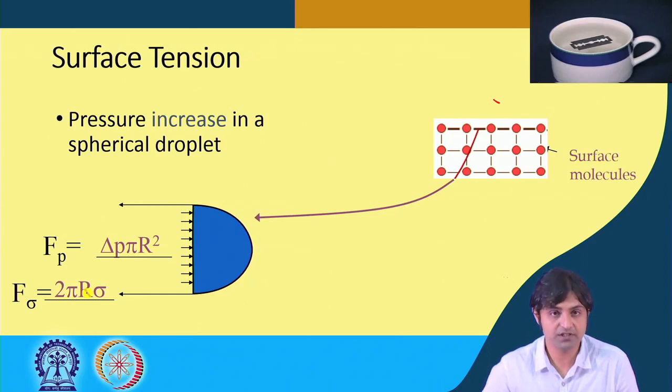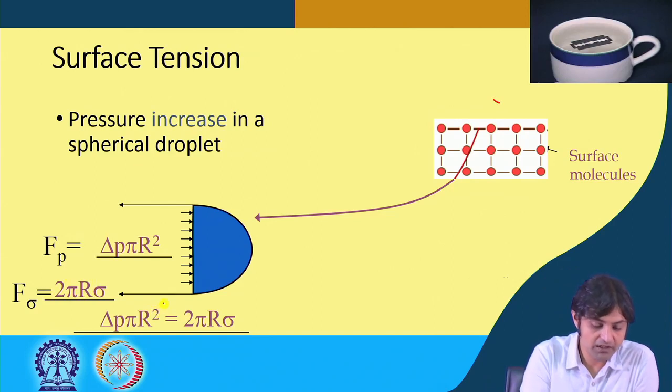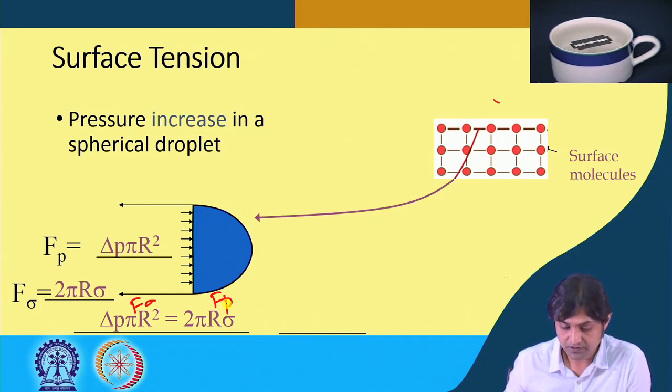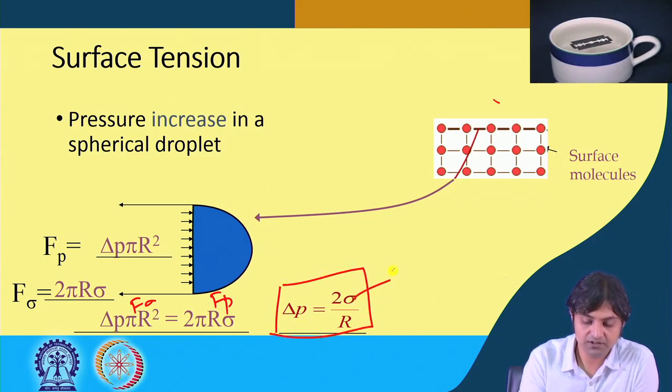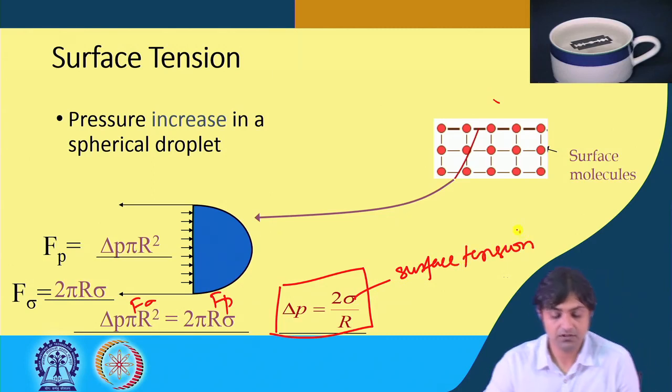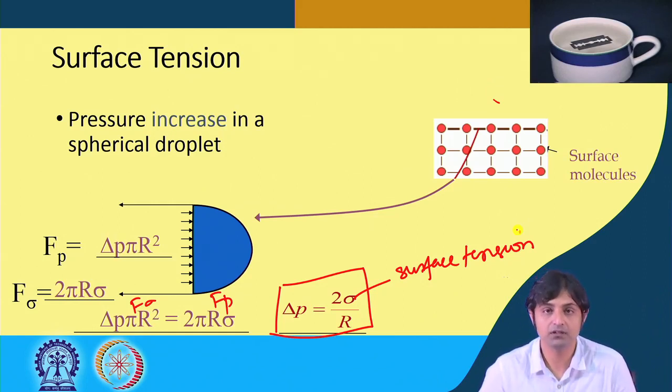This is the standard surface tension that you have read before, but I am repeating it again. In case of force balance, F sigma should be equal to the pressure force, delta P into pi r square. And what does it give? It gives the pressure difference in the droplet as 2 sigma by r, where sigma is surface tension and r is the radius of the drop or the bubble, whatever that is.